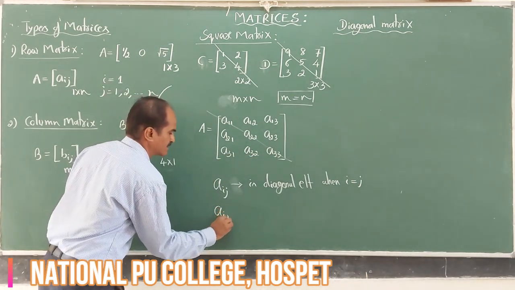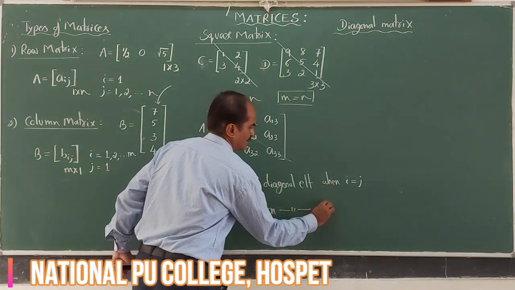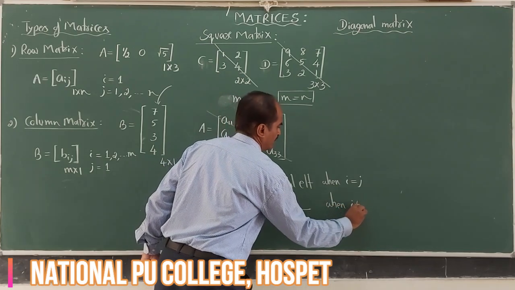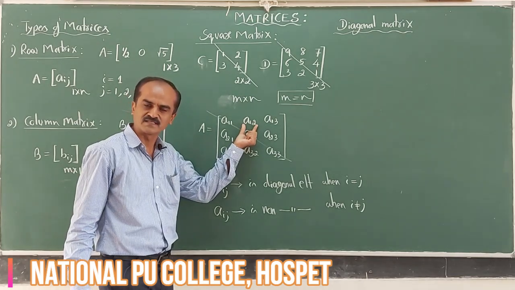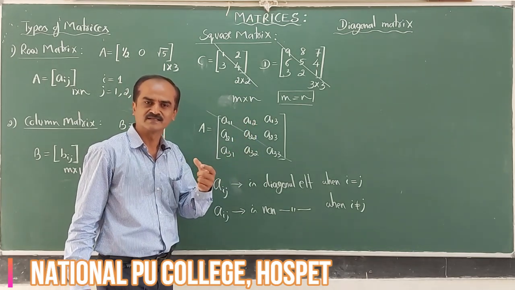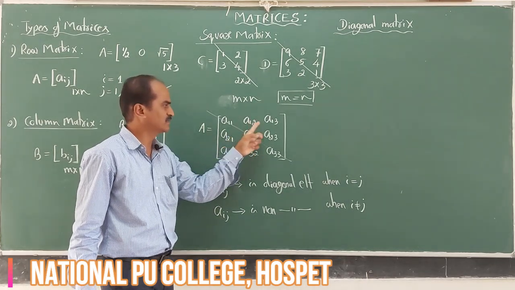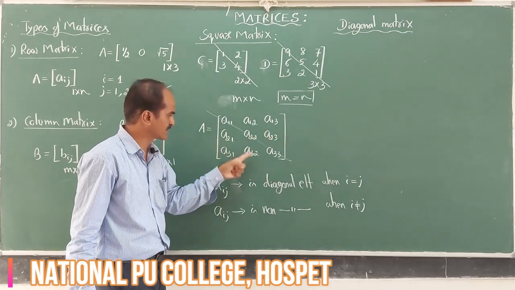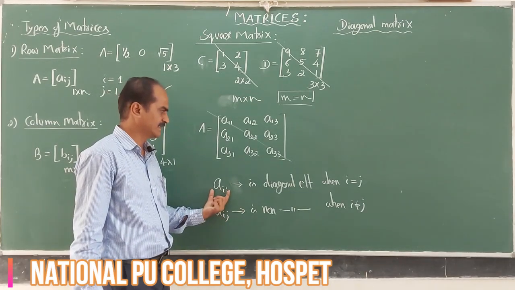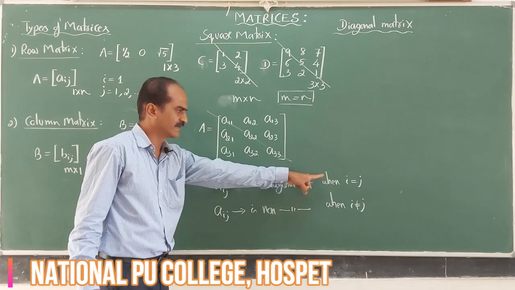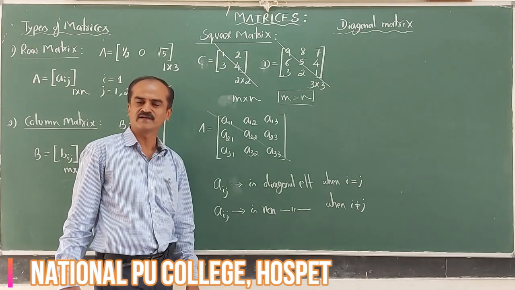Now Aij is a non-diagonal element when i is different from j. Look at this element. Suffixes 1 and 2 are there. They are different. When they are different, it is going to represent a non-diagonal element. A12, A13. Look at all the non-diagonal elements. They are having different suffixes. So you have to remember this. Aij element will become a diagonal element whenever i equal to j. Aij is a non-diagonal element whenever i different from j.